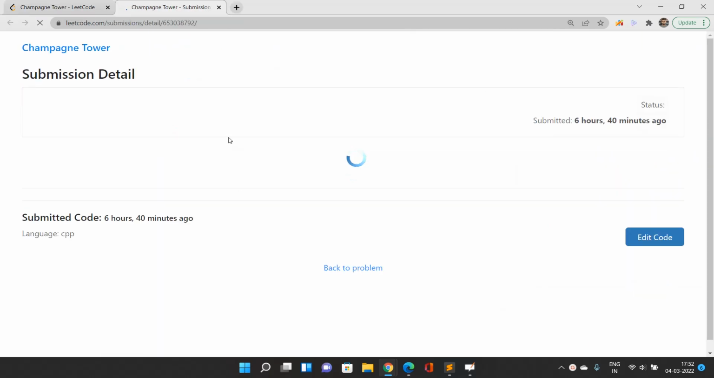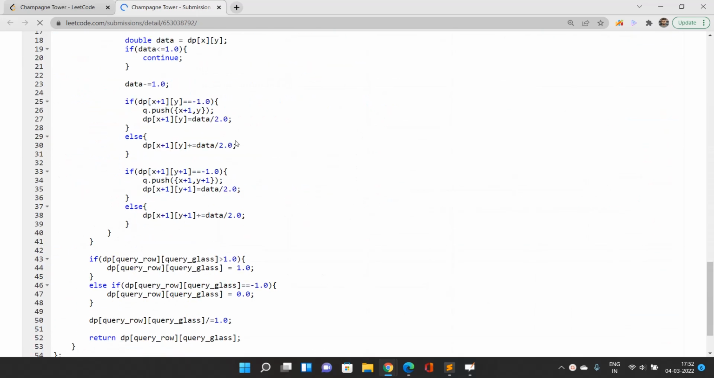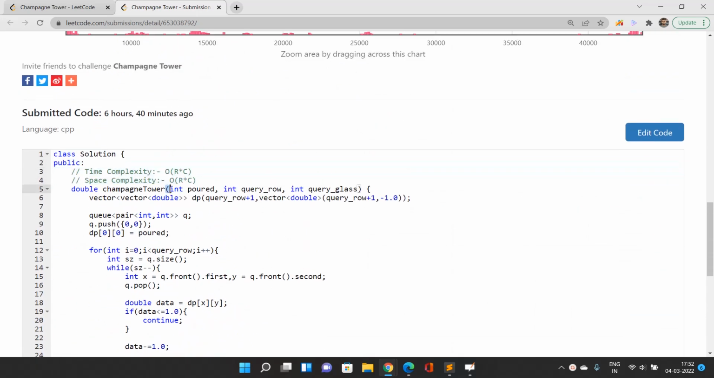Your time complexity would be O of R into C, and space will be O of R into C, because we are considering every glass, and we have an odd number of layers at maximum, and we are going to use a matrix to store how much water is filled. So I have a vector matrix of double type, and the size will be query row plus 1 by query row plus 1, that is an n cross n matrix where n is query row.